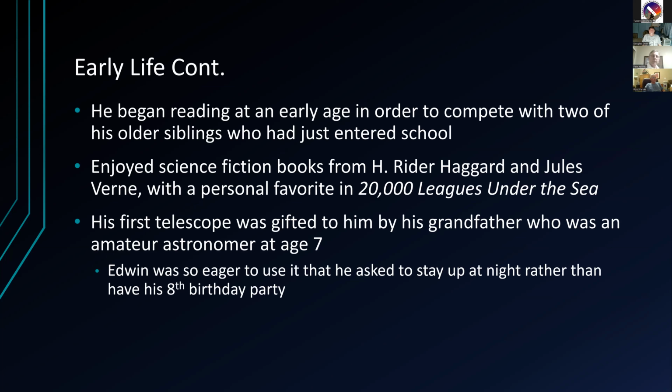He was a significant fan of science fiction and enjoyed reading books from Jules Verne and an author who I was not familiar with, H. Rider Haggard. I think that might be a typo on my part from autocorrect, but I hope that's correct. Jules Verne is a very popular science fiction writer, and one of Hubble's personal favorite books is commonly cited to be 20,000 Leagues Under the Sea.